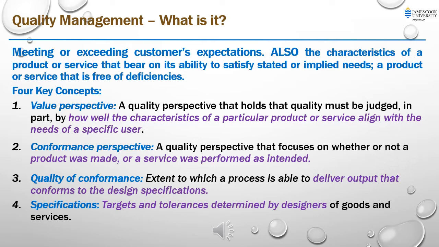Quality of conformance extends to which a process is able to deliver output that conforms to the design specification. And of course, when we're looking at the specification, it is the target and tolerance determined by the designer of goods and services.